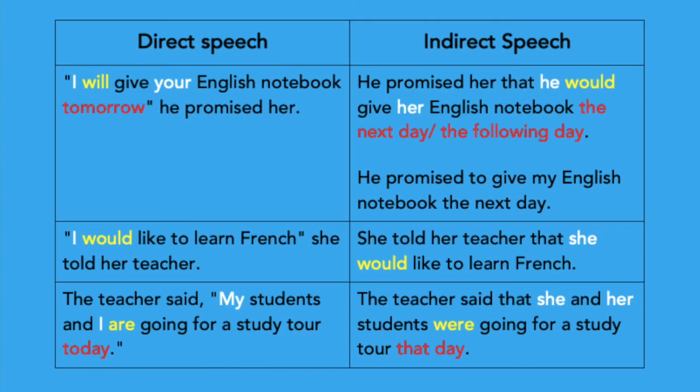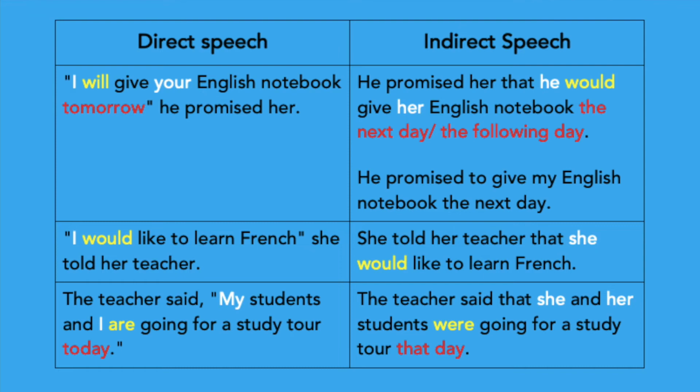Okay, is that clear? Let's see the next sentence. I'll give your English notebook tomorrow, he promised her. The answer, he promised her that he would give her English notebook the next day or the following day. Here we see that the modal verb will has become would, its past form. And tomorrow has been changed to the next day or the following day. Both mean the same.